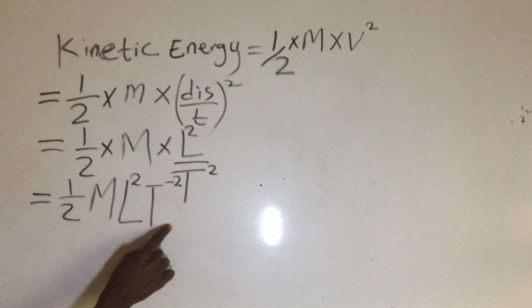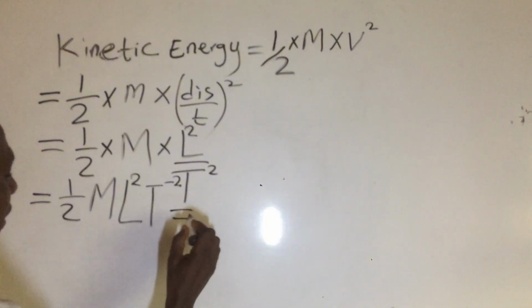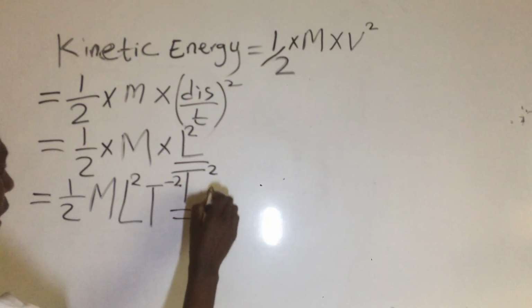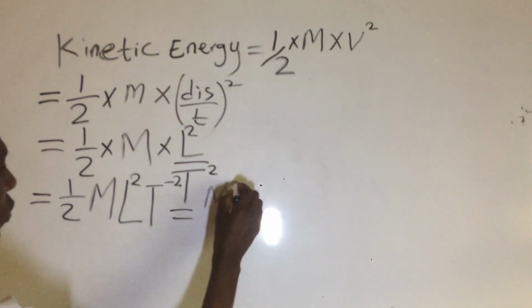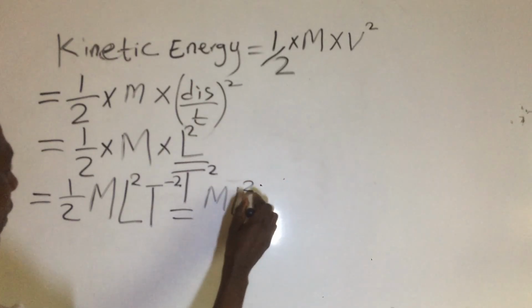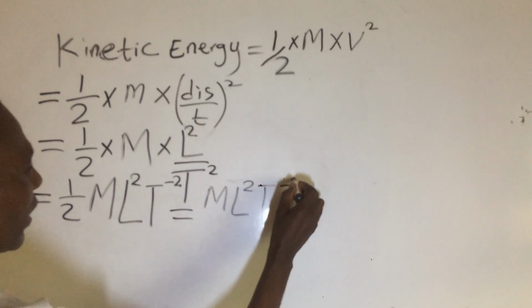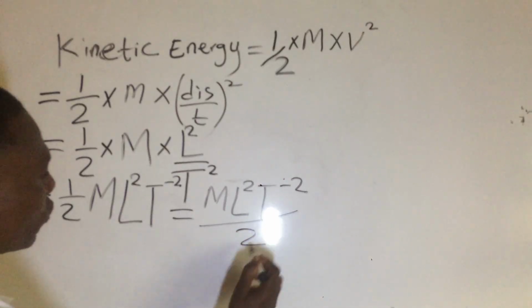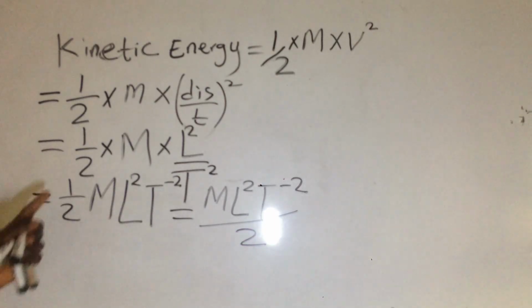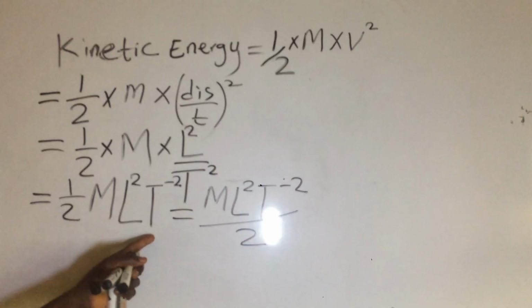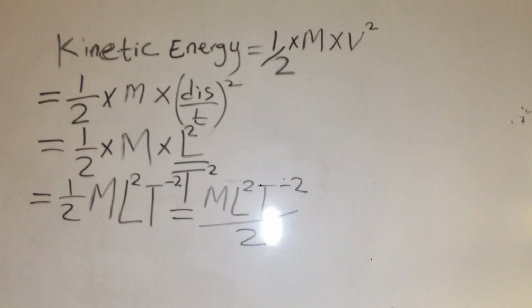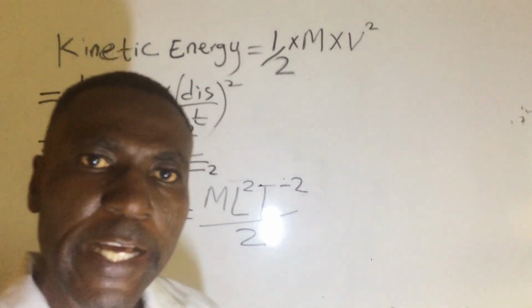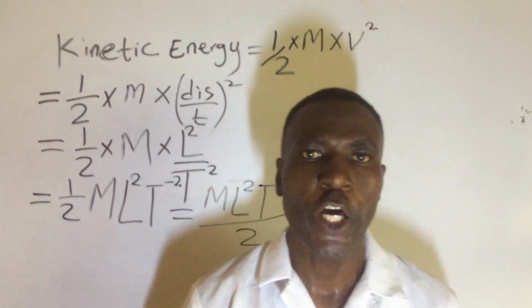Or in this way, or you can even represent it with M L squared T raised to power minus 2 all over 2. You can also represent it like this, or like this, or like this. That is how to solve for the dimension of kinetic energy.